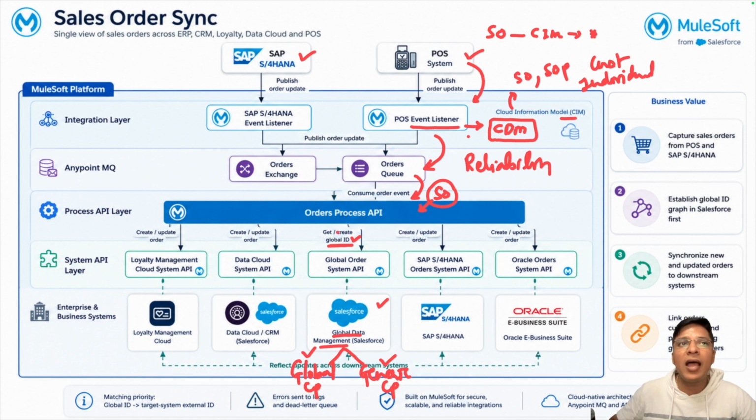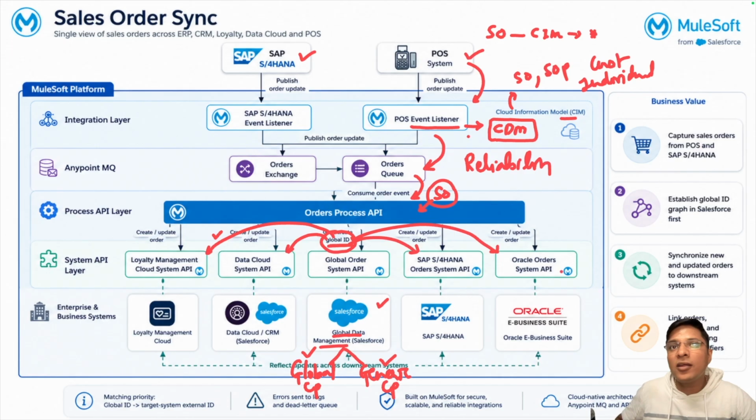Once you have this global ID and the sales order is updated in your Salesforce, this global ID will be used to connect all other downstream systems. So this global ID will keep on passing to all these downstream systems, so that Salesforce, or this global data management, will play the role of anchor. Now, all these systems, again, will be checking whether this sales order already exists. If yes, with this global ID, then update it, or create it.